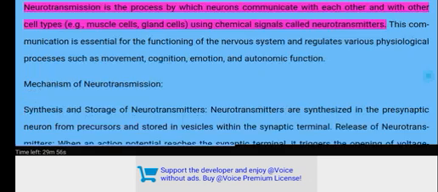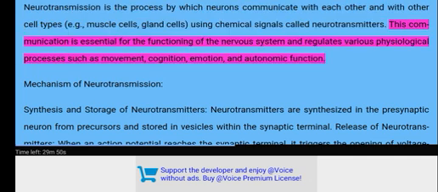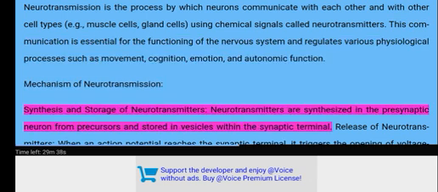Neurotransmission and its regulation. Neurotransmission is the process by which neurons communicate with each other and with other cell types, e.g., muscle cells, gland cells, using chemical signals called neurotransmitters. This communication is essential for the functioning of the nervous system and regulates various physiological processes such as movement, cognition, emotion, and autonomic function. Mechanism of neurotransmission.